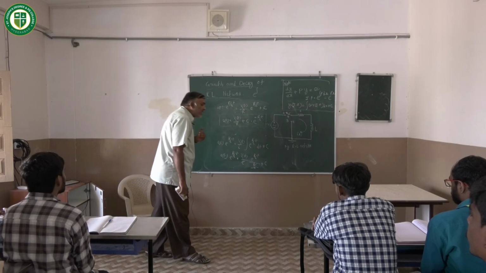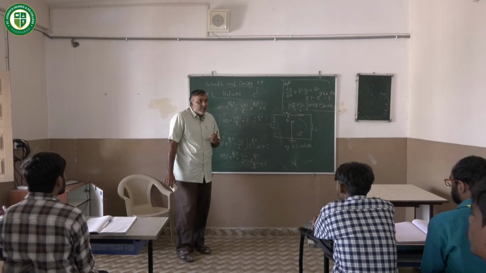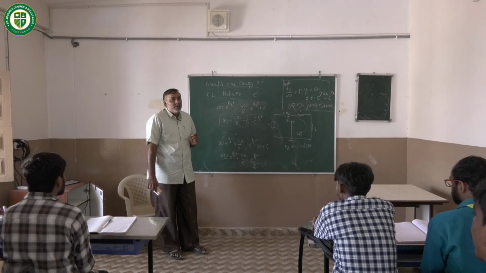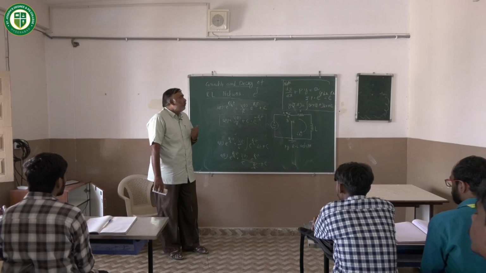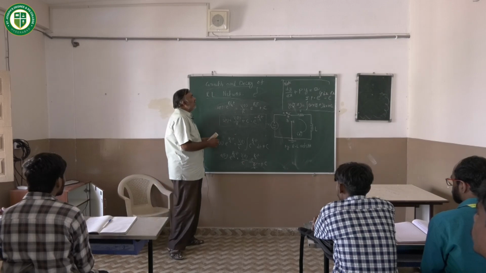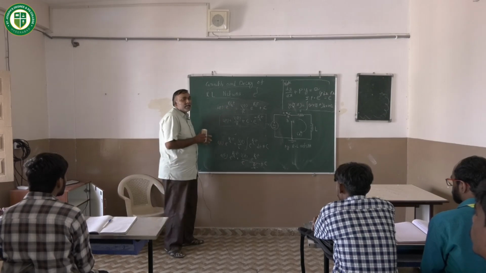Now, how much time the system is in a particular state before reaching the steady state is studied with respect to time, called the time response. Now, we are going to study the time response by deriving the growth and decay current of an RL network.